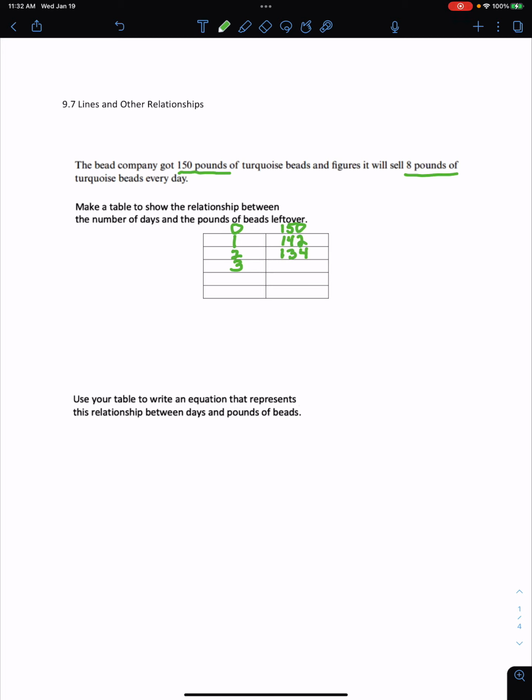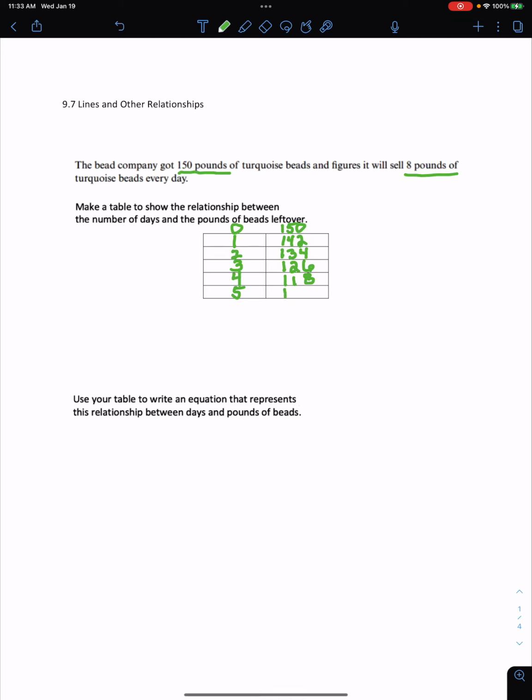After day 3, we're going to take away another 8 pounds of beads. And we're going to end up with 126. I believe that's correct. And then after day 4, we're going to take away another 8 pounds of beads. So we will end up with 118 pounds of beads. And then on day 5, we'll take away another 8 pounds of beads.